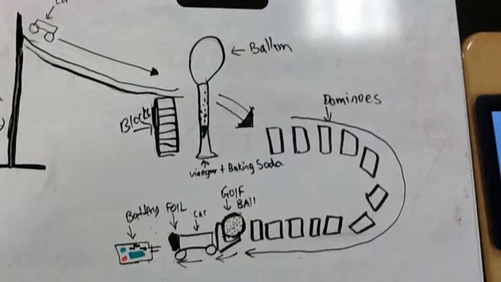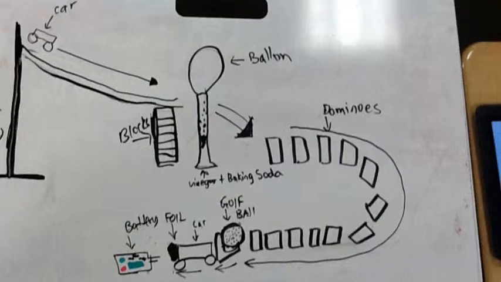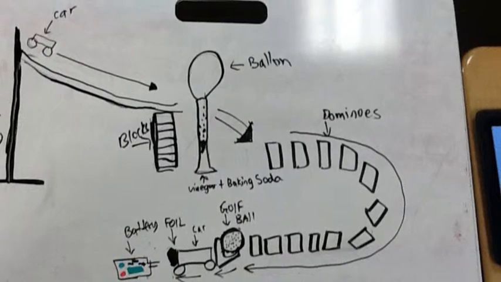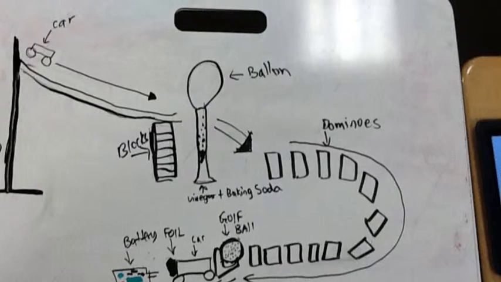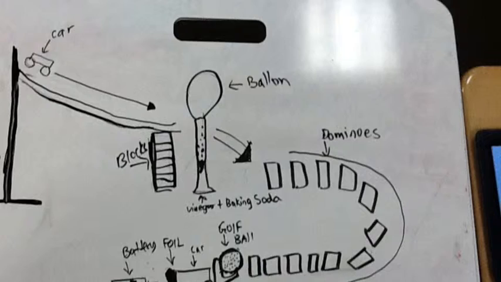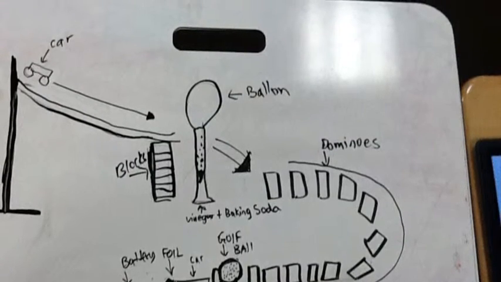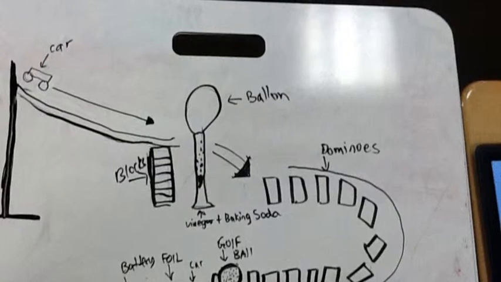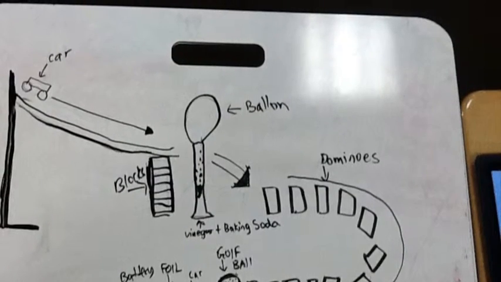Group 2, period 4, Daniel Berg, Jesus Fugon, and Woobin Kim. This is our project. Our project starts off with the car accelerating down the track. The car then hits the balloon, which falls down and hits the first domino. The dominoes then hit each other all the way to the last domino. And then the last domino hits the ball, which pushes the car down and hits the battery with its front foil.